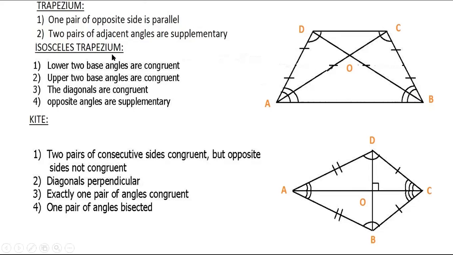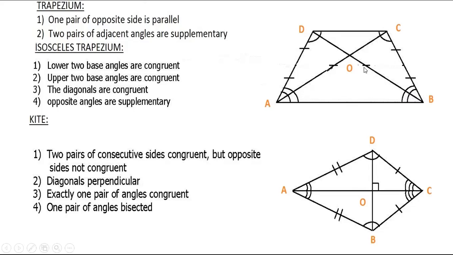Isosceles is a type of trapezium, and in this type we will find the non-parallel sides are equal. AD and CB are the non-parallel sides, and these two sides are equal in length. Since these two sides are equal in length, we will find base angles. AB is the base line, so the base angles related to it are angle A and angle B. These two are equal in degree. Angle A is equal to angle B.